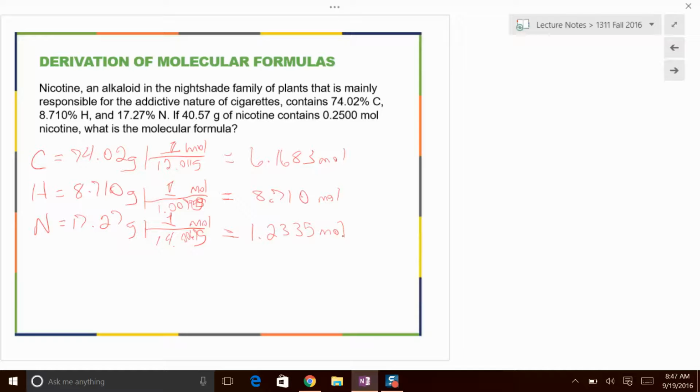Okay, which one's the smallest? Nitrogen. So divide everything by the moles of nitrogen. Divided by 1.2335 moles. Divided by 1.2335 moles. Divided by 1.2335 moles.